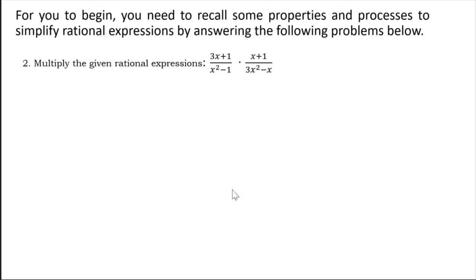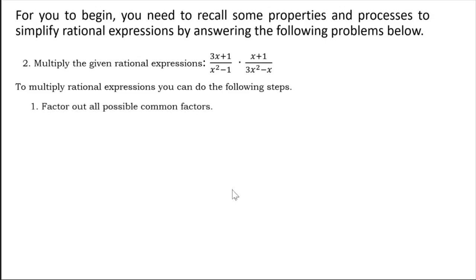Next. Number 2, multiply the given rational expressions. So 3x plus 1 over x squared minus 1 times x plus 1 over 3x squared minus x. To simplify rational expressions, you can do the following steps. So first, factor out all possible common factors.